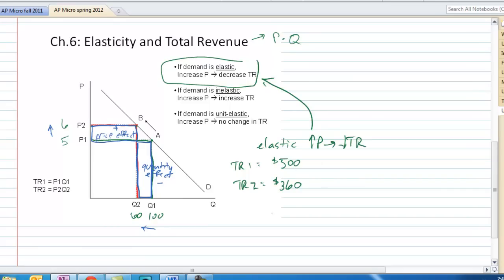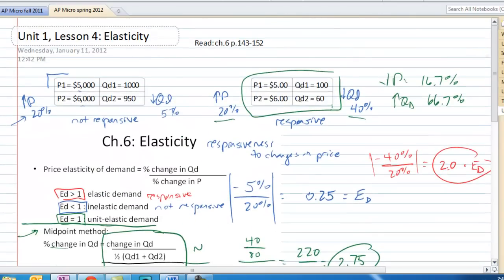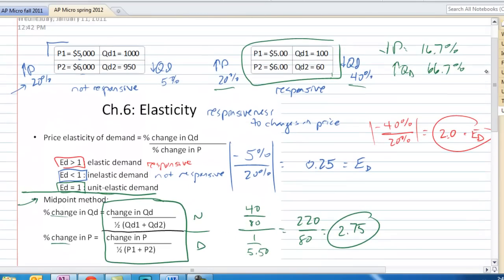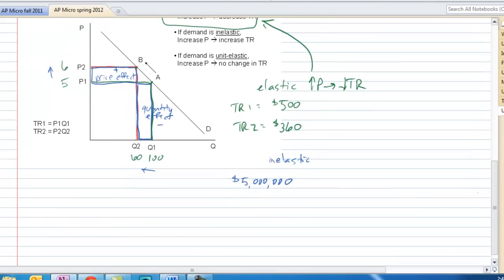You get the opposite effect if you have inelastic demand. With inelastic demand, let's go back to our example at the top. P1 was 5,000 and Q1 was 1,000. So the total revenue 1 was $5 million. Total revenue 2, 6,000 times 950. That gives us total revenue of 5,700,000.